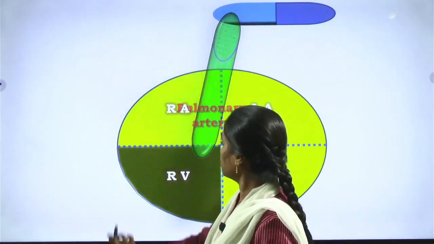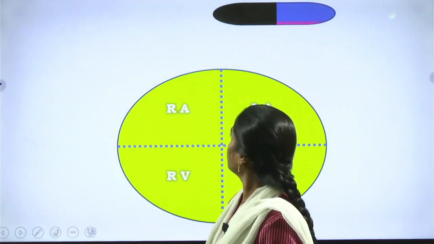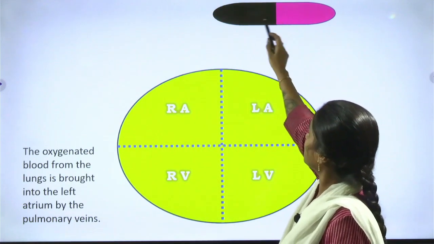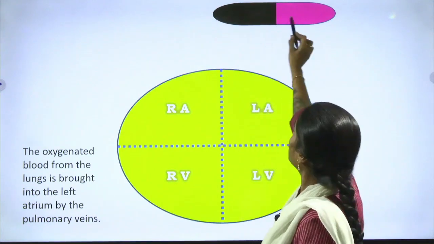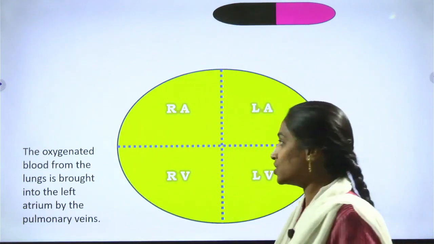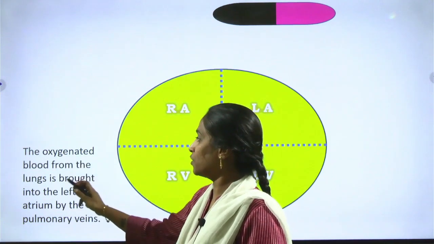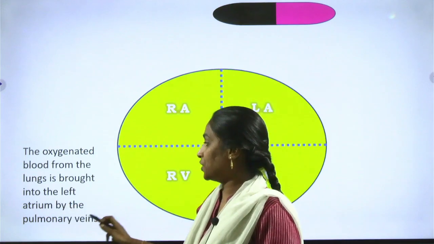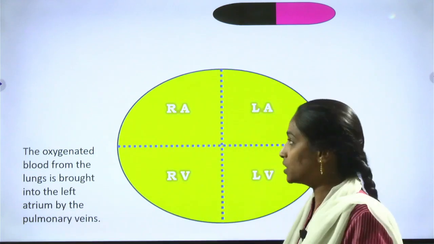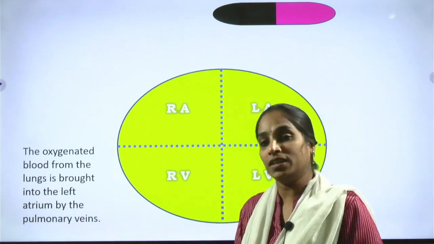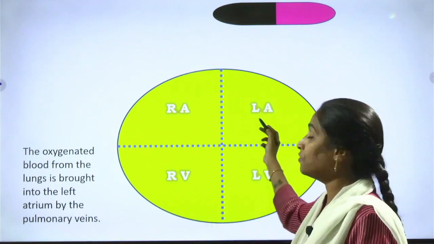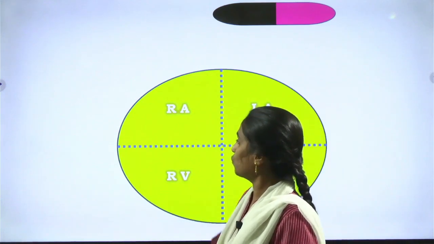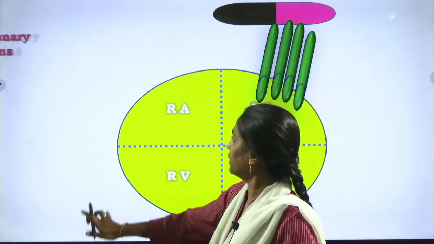And the next concept, see, these are the lungs. This is the deoxygenated blood, and the pink color indicates the oxygenated blood. The oxygenated blood from the lungs is brought into the left atrium by the pulmonary veins. The right auricle is connected with the caval veins, and the left auricle is connected with the pulmonary veins. Let us see what those are and how they look.